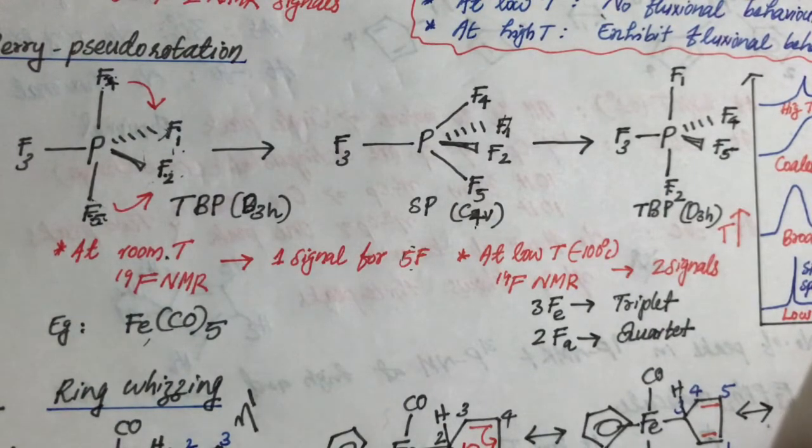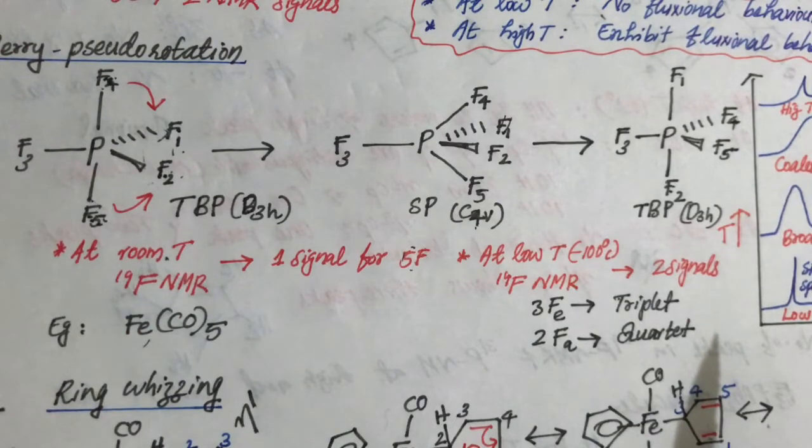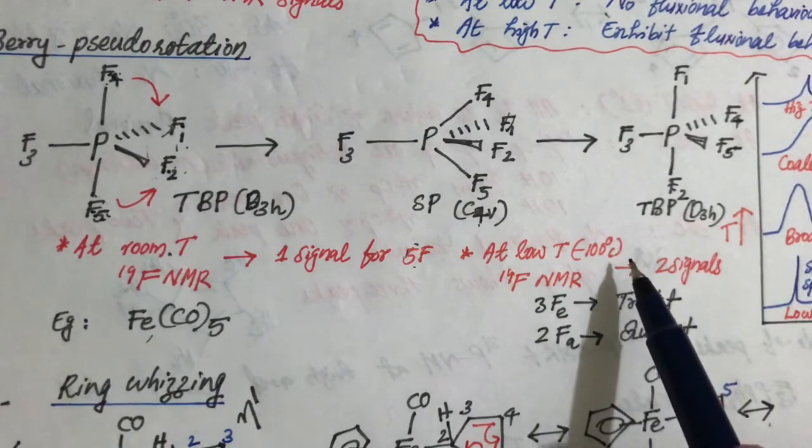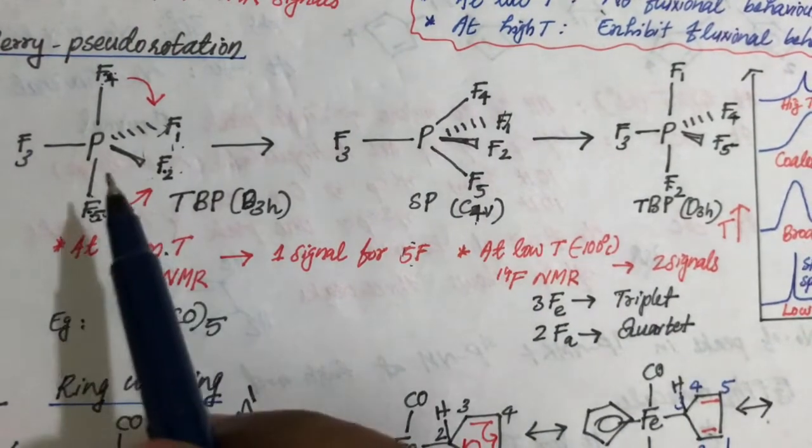Now how can we analyze this molecule by means of NMR? What will happen at a high temperature, and what will happen at a low temperature? For this molecule, the high temperature is room temperature and the low temperature is minus 10 degrees Celsius. First we will move on to high temperature.